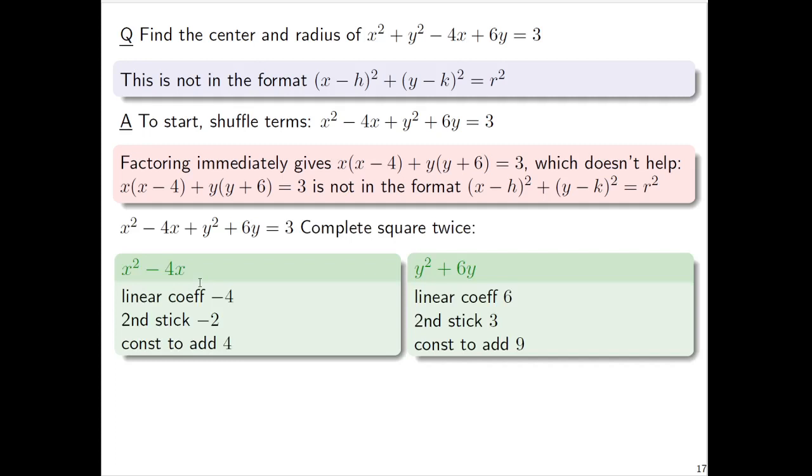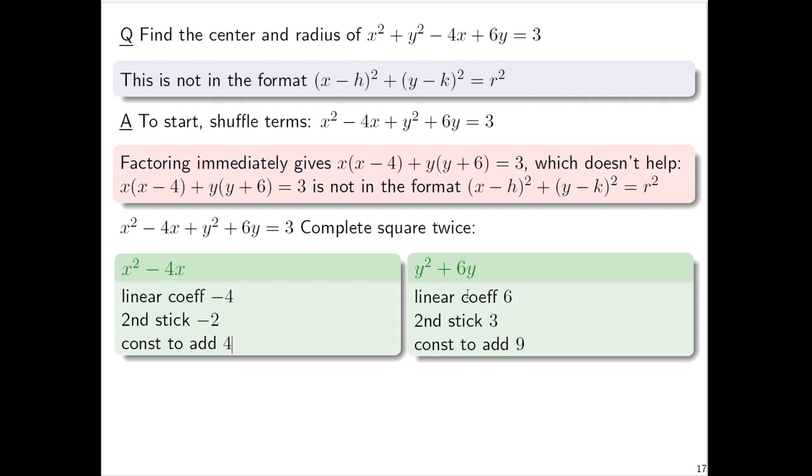We're going to actually take the most recent equation that's not in red, so x squared minus 4x plus y squared plus 6y equals 3, and we're going to complete the square twice, once in the x variable and once in the y variable. So take a look at the x squared minus 4x. Linear coefficient is negative 4. Second stick is half of that, so negative 2. Square the number negative 2, and we have the number 4. That's a number we need to add to both sides.